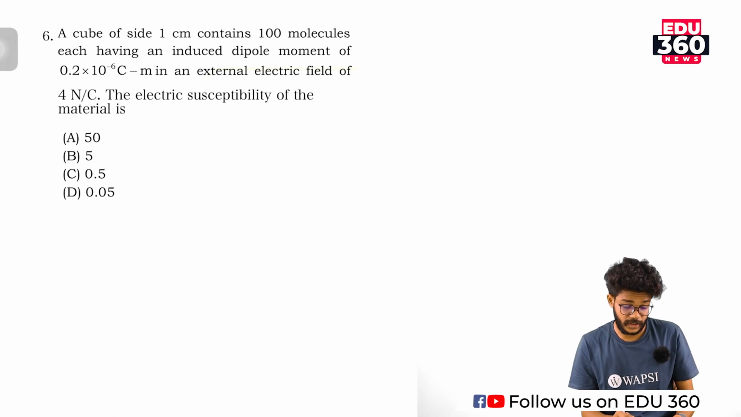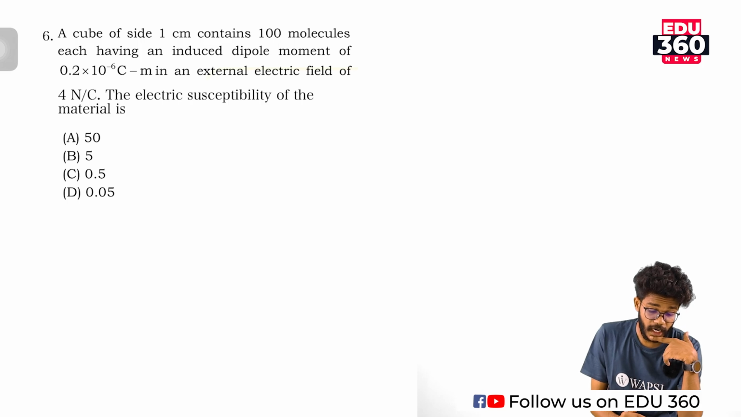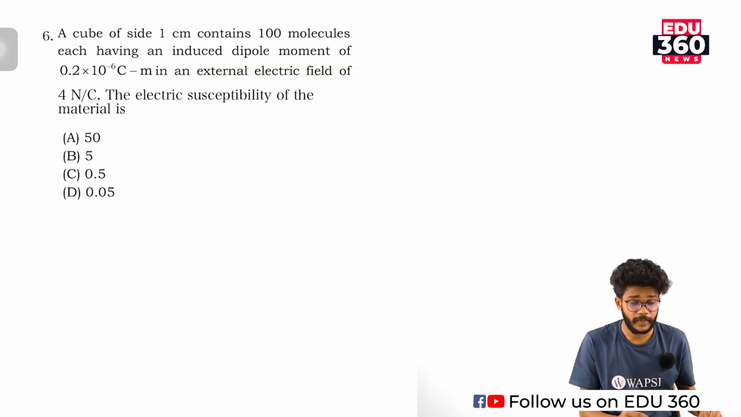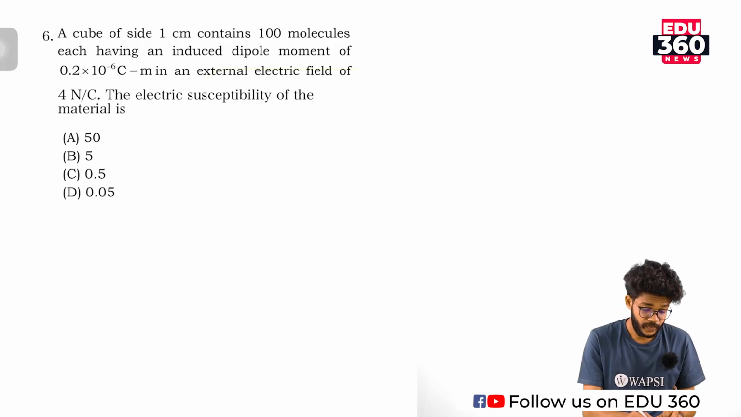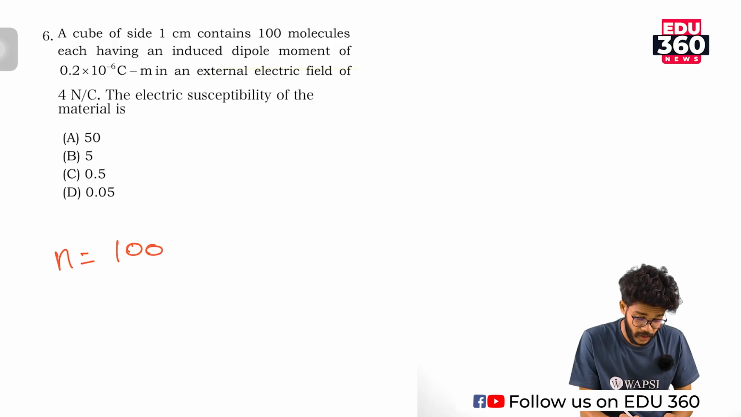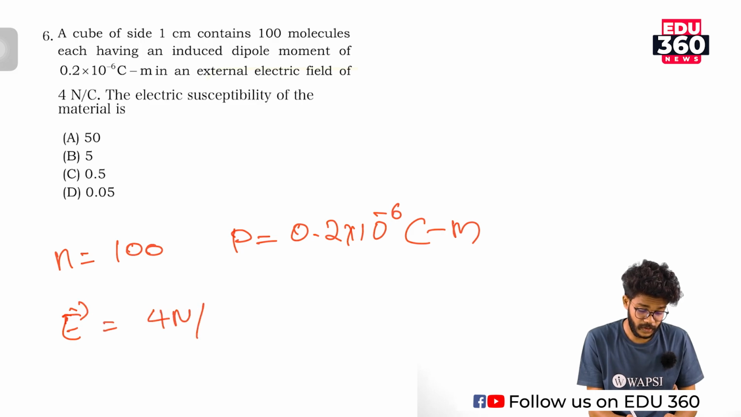And moving to the sixth question: a cube of side 1 centimeter contains 100 molecules, having an induced dipole moment of 0.2 into 10 raised to minus 6 coulomb meter, in an external electric field of 4 newton per coulomb. Find the electric susceptibility of the material. So the number of molecules n is equal to 100, and the induced dipole moment P is 0.2 into 10 raised to minus 6.